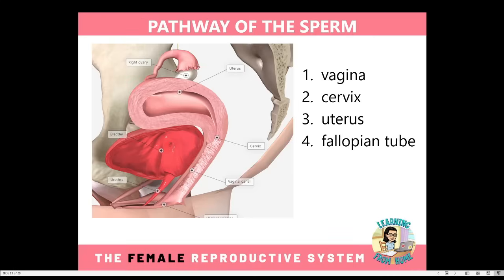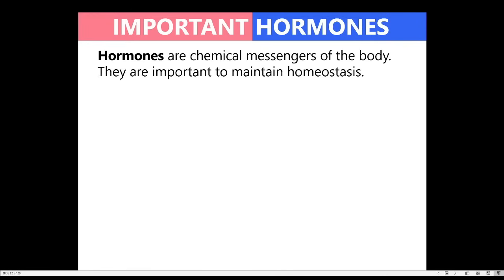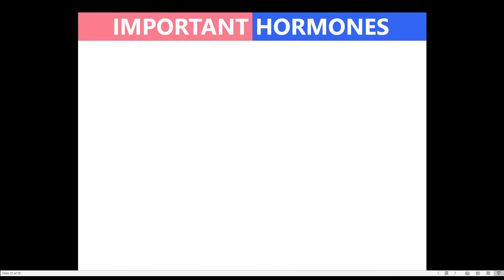So, afterwards, syempre, depende na kung ano yung mangyayari if it meets an egg cell there or not. Now, let's move on to the important hormones, since we have mentioned a while ago that we want to identify what are the hormones, what is the role of hormones in the development of the male and female reproductive system. So, what are hormones in the first place?